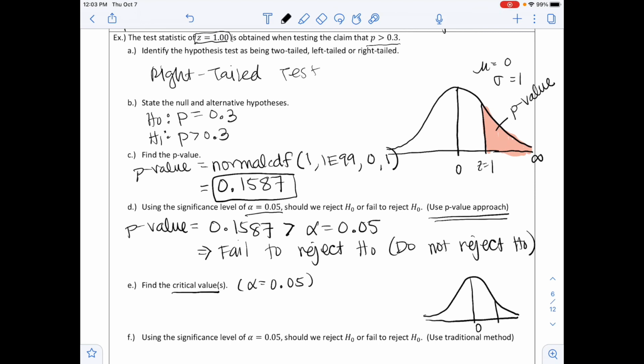So I'll put a z value over here, and I'll call it Z sub C. So I'll put CV for critical value. And this area to the right is equal to alpha. And so to find Z sub CV for critical value, we need to use inverse norm.